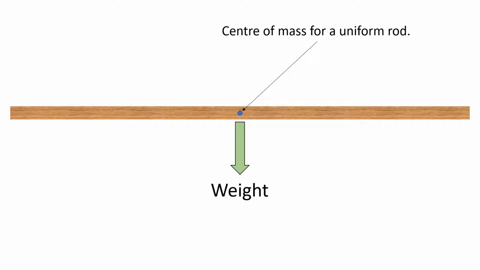So on screen we have a uniform rod. This could be a meter rule, for instance. So its center of mass we can assume to be right at the center at the 50 centimeter mark. That means that its weight seems to act from that central point. So notice this is both the average location for all the mass, and it's also the point about which the weight appears to act.